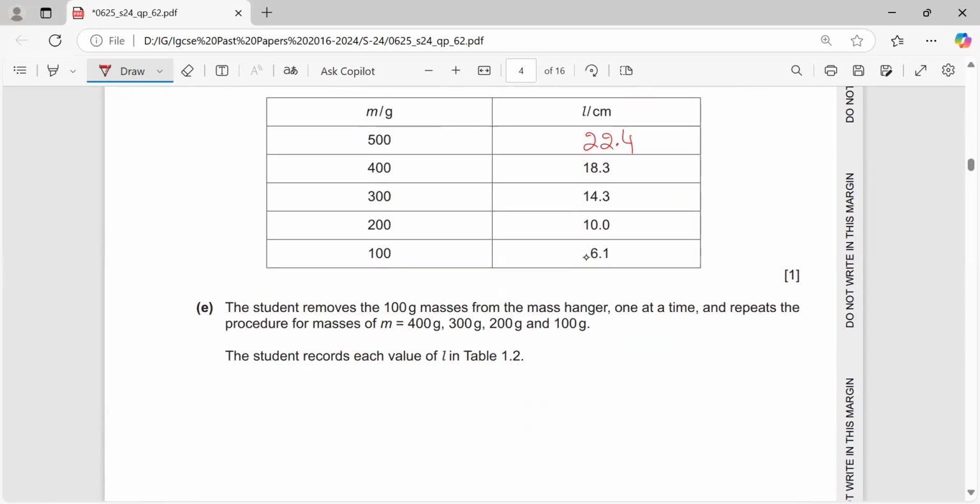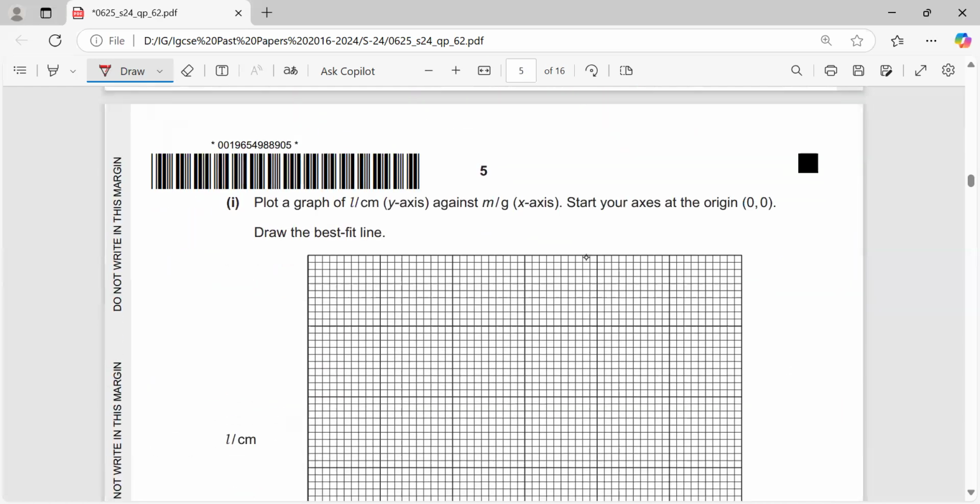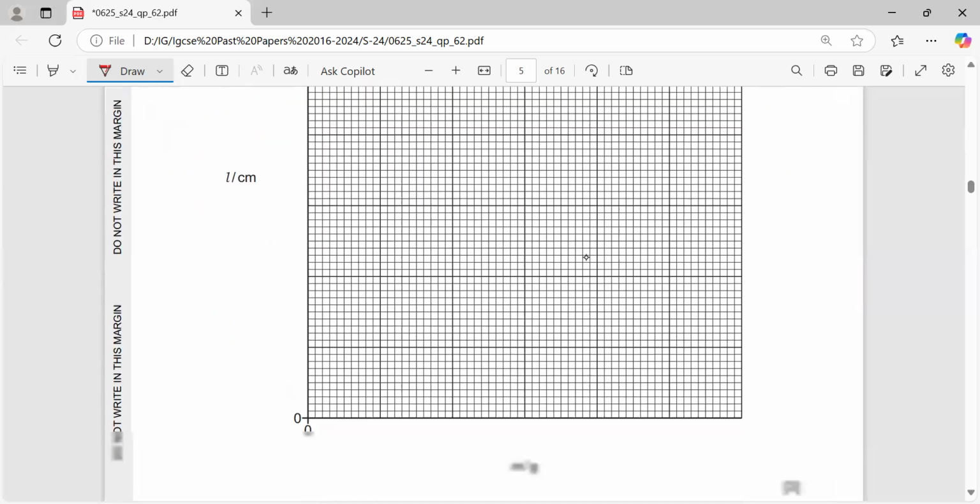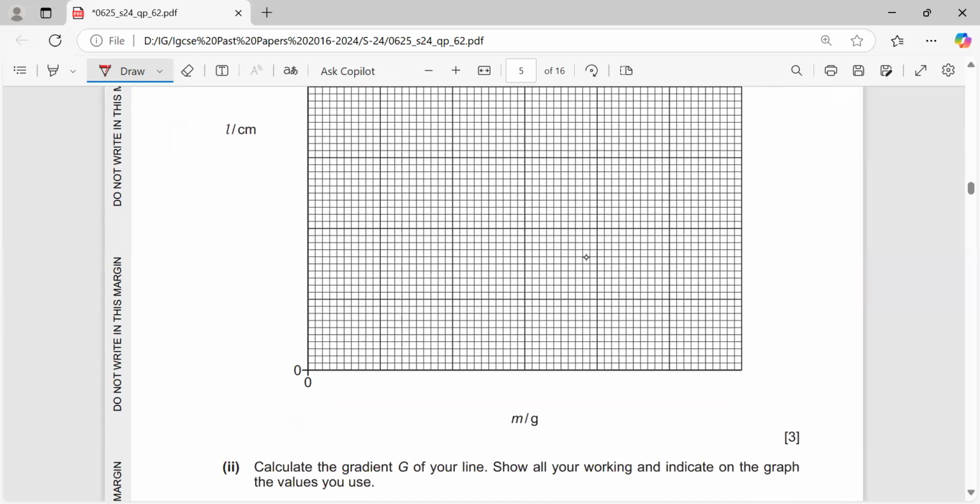The student removes the 100 gram mass from the mass hanger one at a time. So 500 less 100 is 400, 400 minus 100 is 300, 300 minus 100 is 200, and then 100. Repeat the procedure. The student records each value of length in table 1.2. He has done it. Now of course they will go for the graph. Plot a graph of length in centimeters on the y-axis against mass in grams on the x-axis. Label both axes. It is already labeled here, so one labeling mark they have removed. Otherwise before it is always 4 marks, but in that case we are labeling. Right now labeling is done by them.